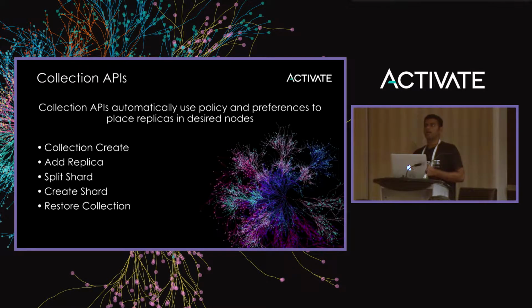Now, all of these, like I said, tie to collection APIs, right? So every time you create a collection, you add a replica, you split a shard, you create a shard. If you're using implicit routing, or if you restore a backed up collection, these rules of preferences and policies would be applied and taken into consideration. All right?